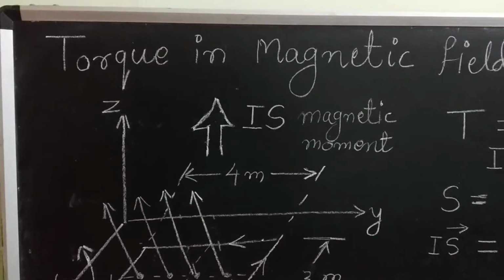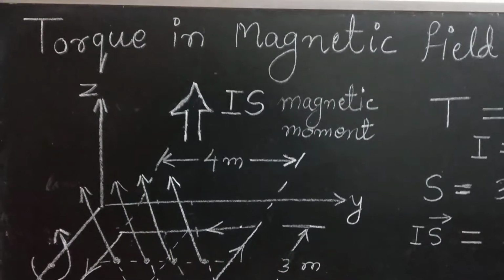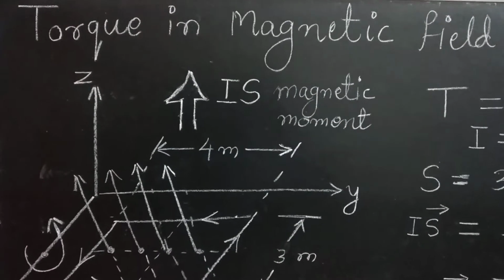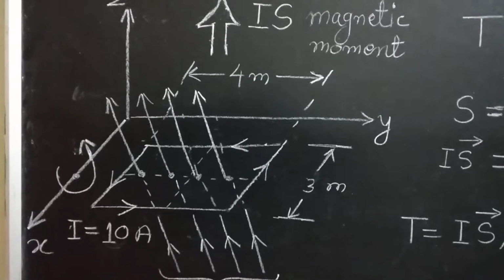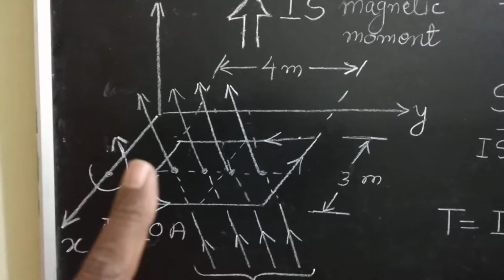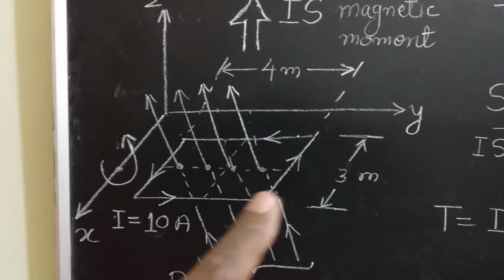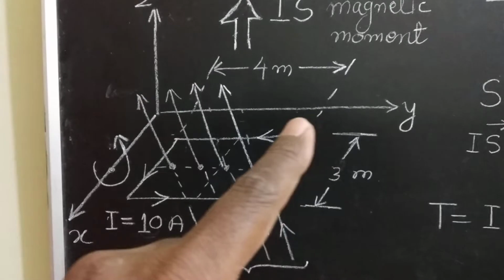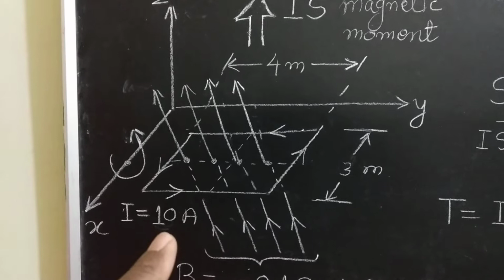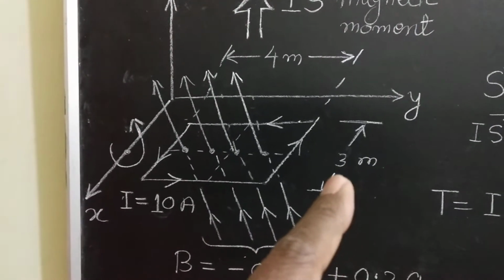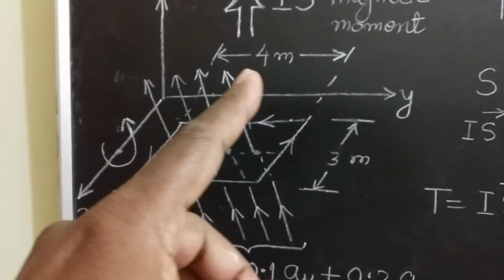In this video we will understand the torque in magnetic field. Whenever any current carrying coil or conductor is placed in the magnetic field, a torque is exerted on it. For that we have taken one example. Here a current carrying conductor is in the form of a coil. Say this is a current carrying coil which is placed on the XY plane, carrying a current of 10 amperes. It has dimensions of 3 meter into 4 meter.